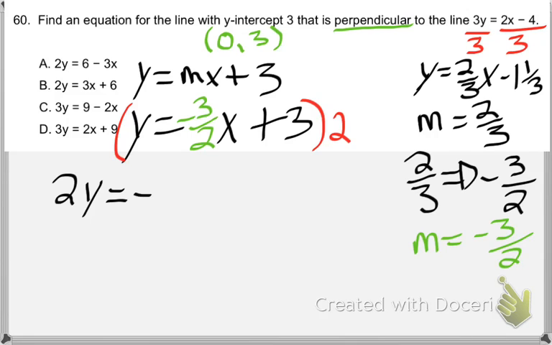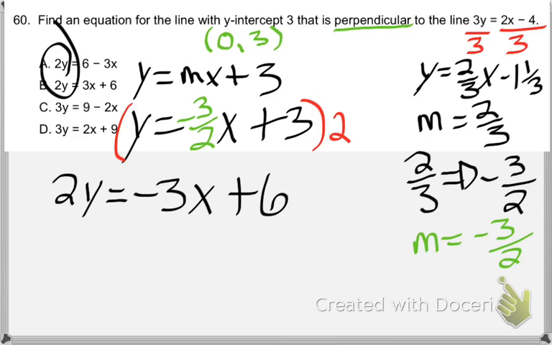So that gives us negative 3x. And then 2 times 3, well, that's just 6. Okay, so we have 2y equals negative 3x plus 6. All right, so let's look at these 2y examples. These 2y examples, they have x is negative 3 like ours, and 6 is positive like ours. Oh, I think I just stumbled across the correct answer. I think it's going to be A, but let's make sure. Maybe we made a mistake. Maybe we're crazy. Or maybe we're not.